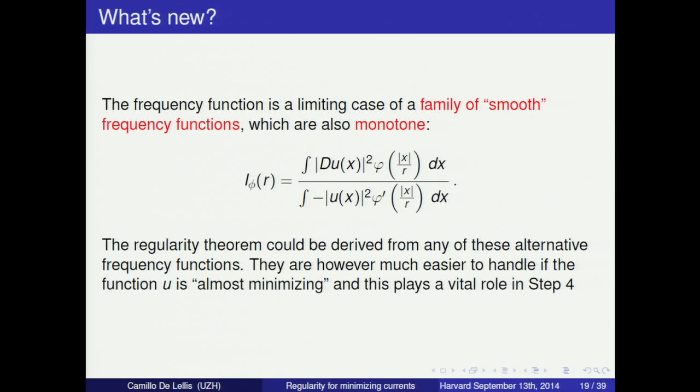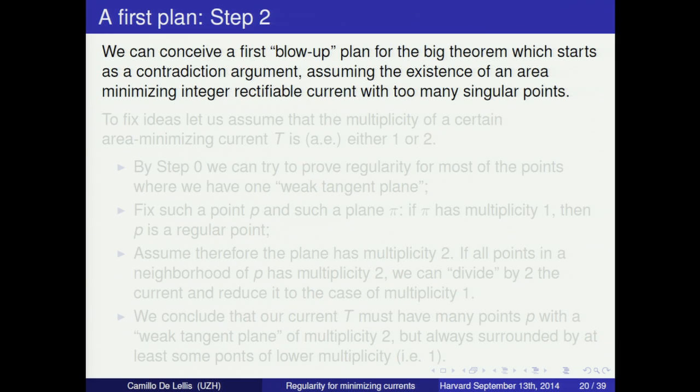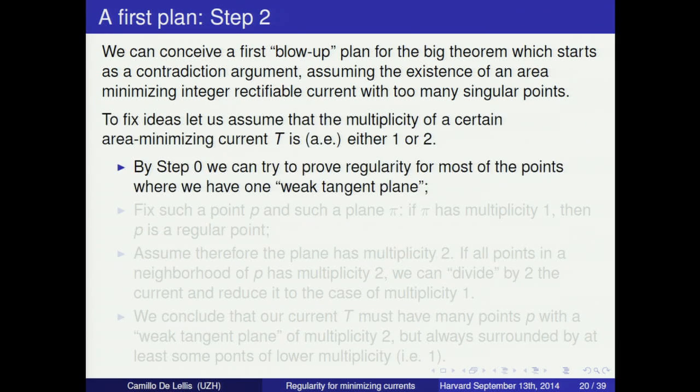But these smoothed objects have a denominator which is not an integral over a sphere. It's still a bulk integral. And this is going to play a huge role later. OK, so very good. So now we actually have, out of this first linear theory, a first plan to prove regularity. So the plan would be the following.